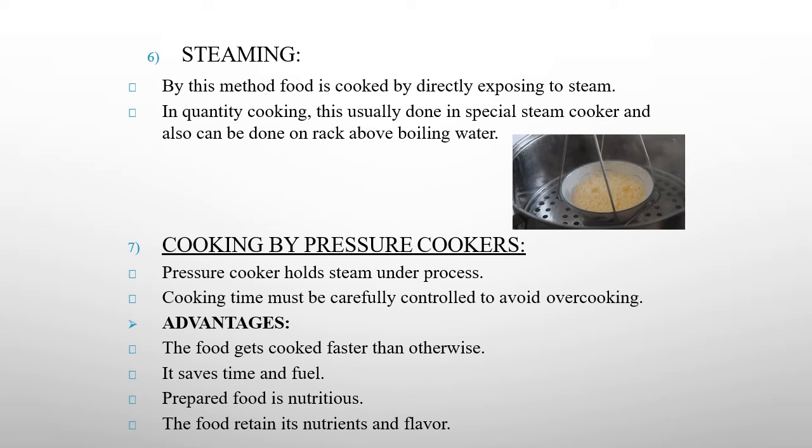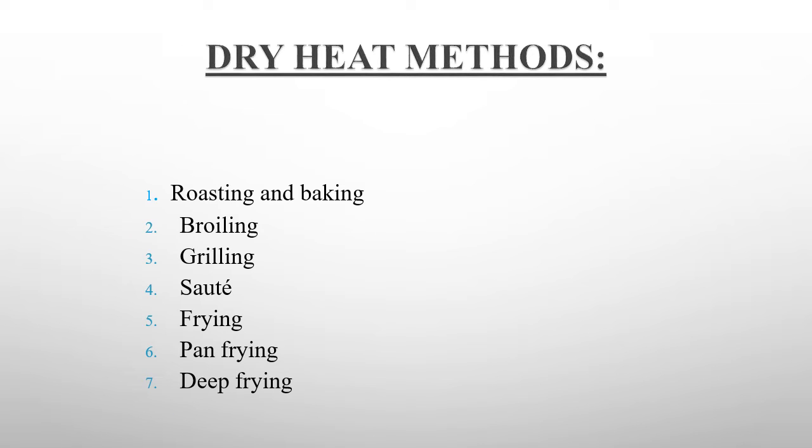Okay, so we can retain the nutrients and the flavor of the food product. And the next one is the dry heat method. Dry heat methods come in different categories: roasting and baking, broiling, grilling, sautéing, frying, pan frying, and deep frying. Okay, we can discuss a few of these dry heat methods.